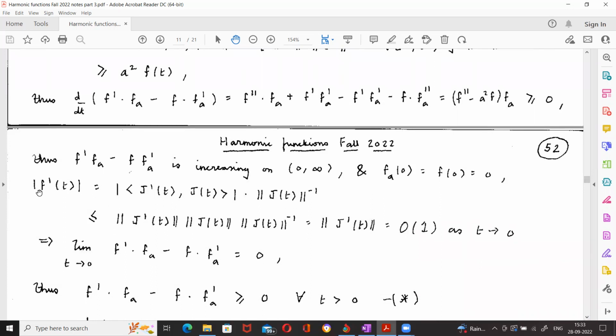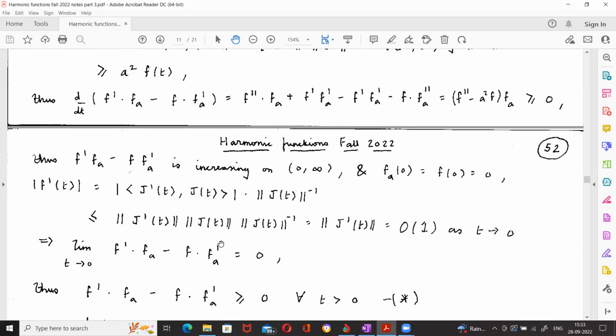So mod f dash t is what? This is the mod of the inner product of j dash t and jt, times norm jt inverse. So by Cauchy-Schwarz, this is less than or equal to norm j prime times norm j inverse, so this is equal to norm j prime t. That means mod of f dashed is less than or equal to norm j dashed, and j is a smooth Jacobi field everywhere. So this is bounded as t tends to 0. Therefore, f dashed is bounded as t tends to 0. Is this all right?